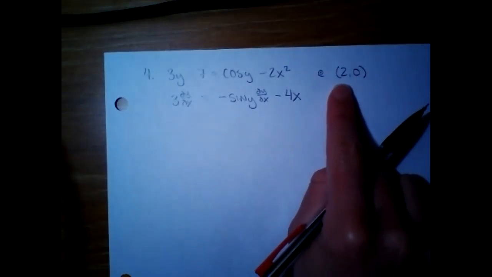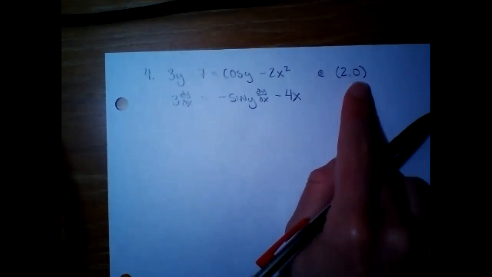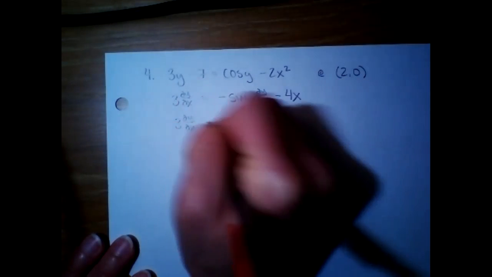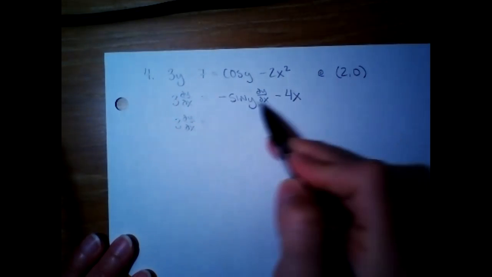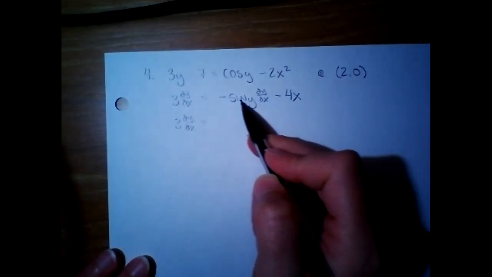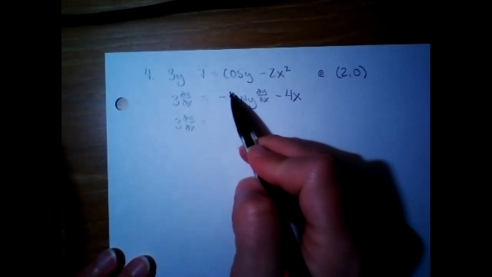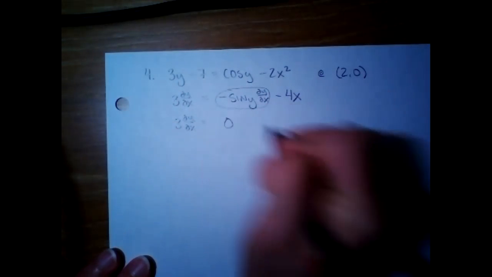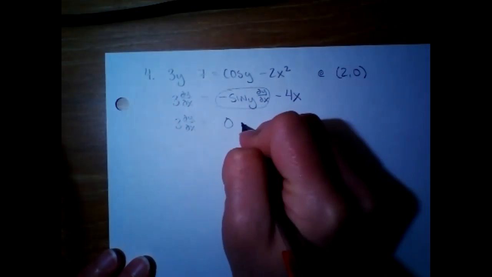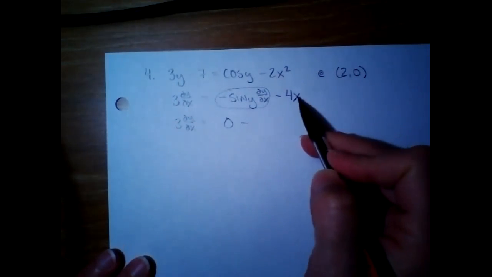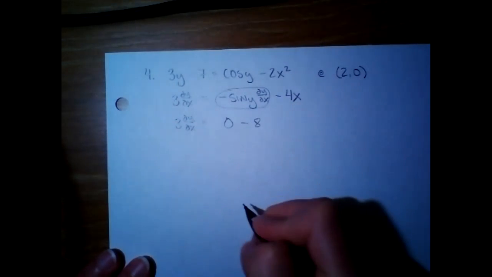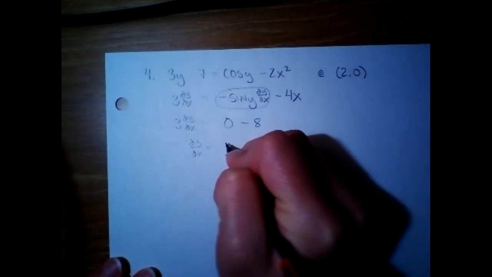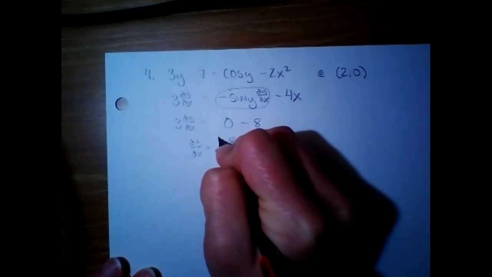And then we're going to plug in the points. So we're going to put in 2 for x and 0 for y. So this will be 3 dy dx equals. Now, if y is 0, sine of 0 is just 0. So this entire thing is going to just go away. That whole thing is just going to be 0. Minus 4 times 2 would be 8. And then your last step is just to divide over the 3. So it would be negative 8 over 3.